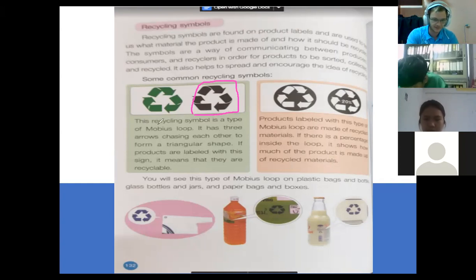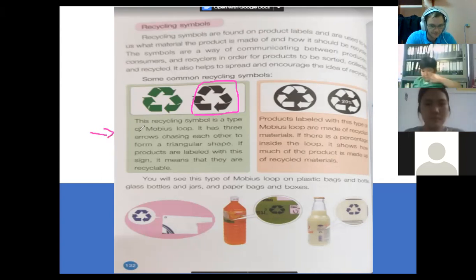So what does that mean? This recycling symbol is a type of Mobius loop. It has 3 arrows chasing each other to form a triangular shape. If products are labeled with this sign, it means that they are recyclable. So it means that I can recycle this glass bottle. I must put it in my recycling bag.